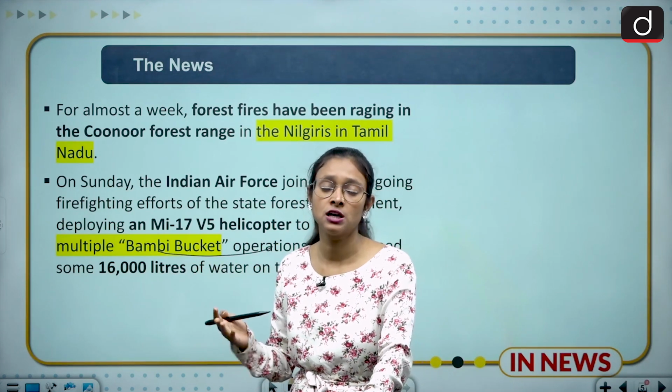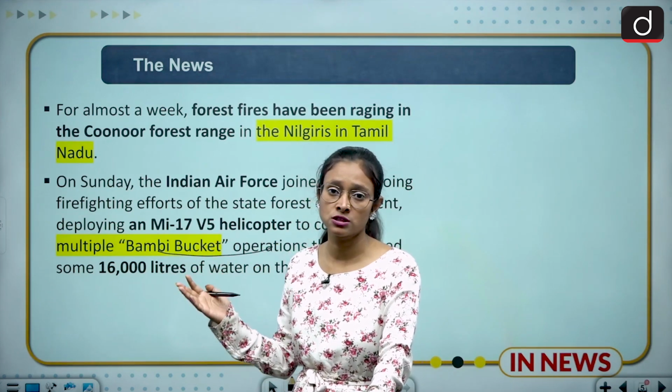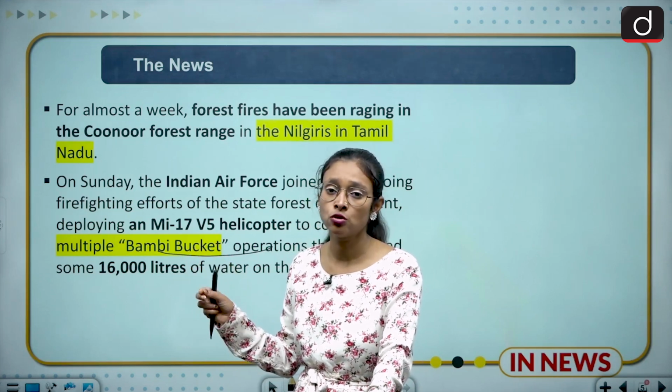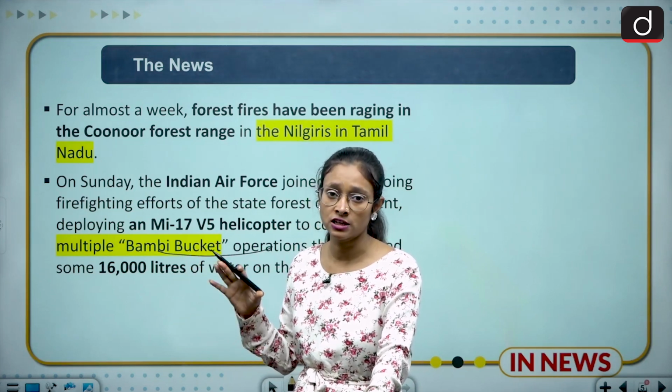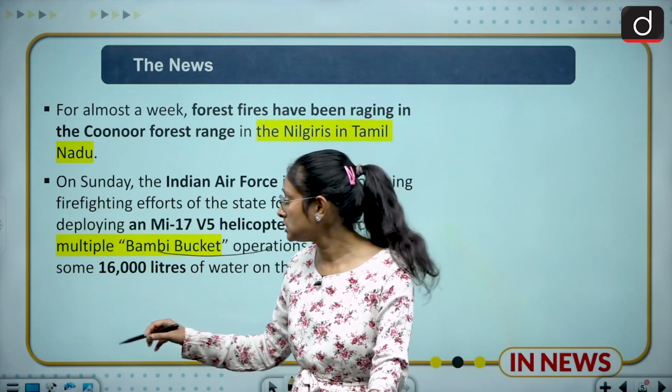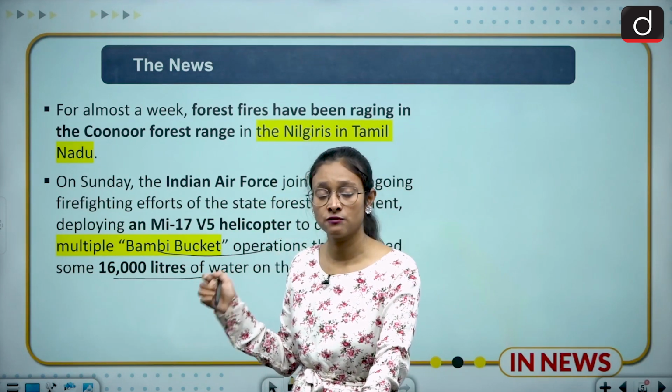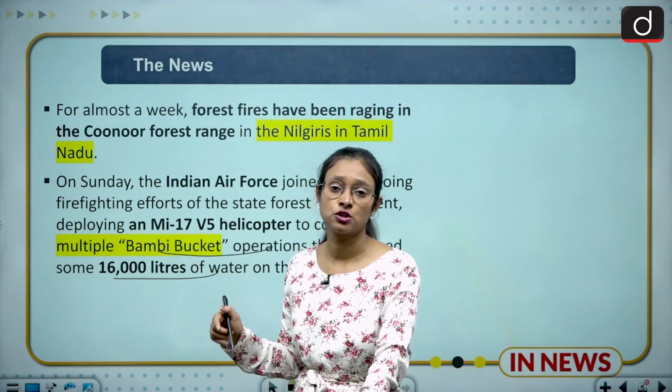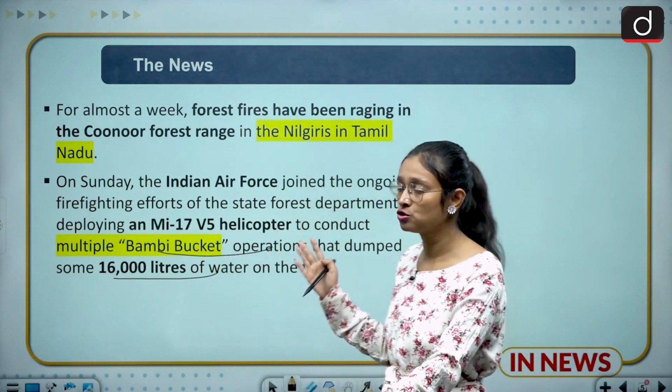Through this method, we can see that the Indian Air Force is extinguishing the fire in the Nilgiri forest, and around 16,000 liters of water has been used to control the situation in the Nilgiris. So this is the news we are going to discuss.